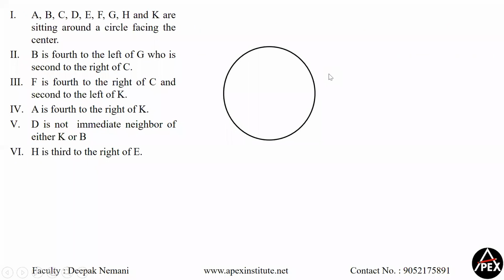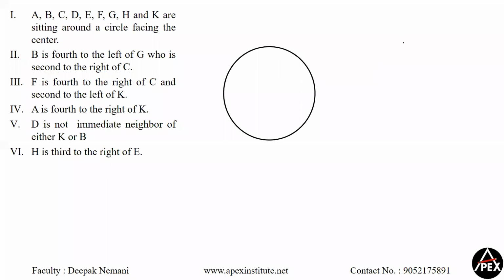So we have how many persons? 9 persons sitting around a circle and facing the center. Okay. So in linear arrangements, we will be having two directions, either facing north or facing south. In circular arrangement, how many directions can a person face? Two. Towards the center and away from the center.